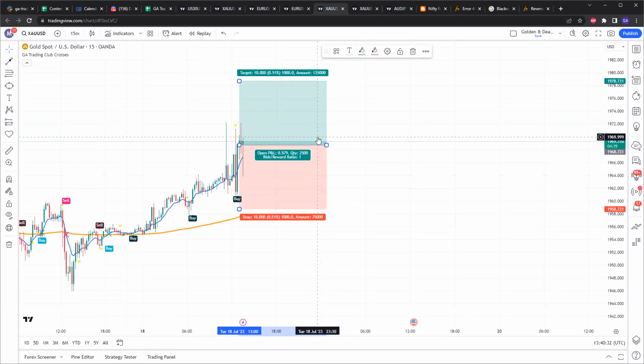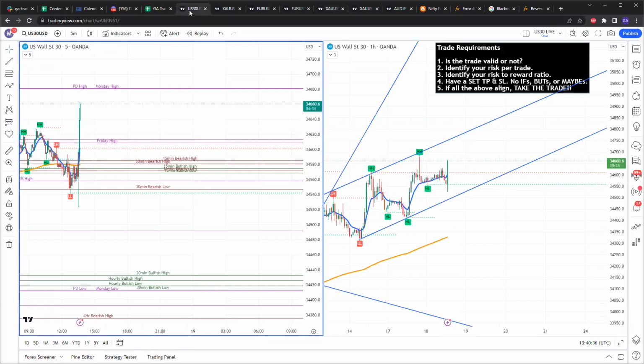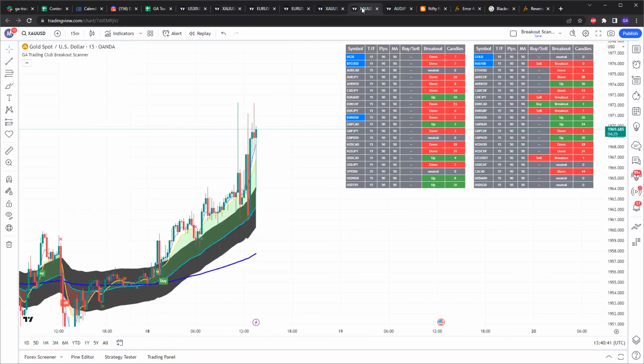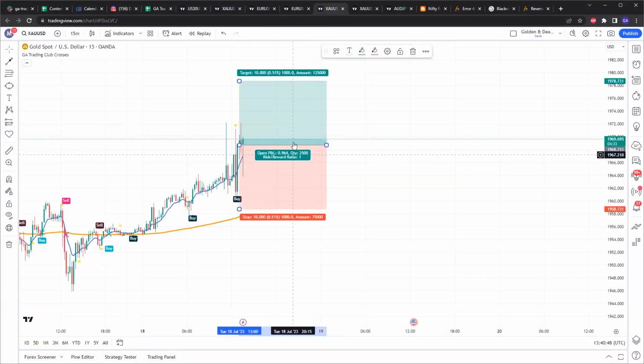Yeah, so it would still be in the entry area. Give me 1 second. That's US 30. Okay. I will enter this trade right here based off of the crosses indicator. Let me see what risk I want to use for that trade.